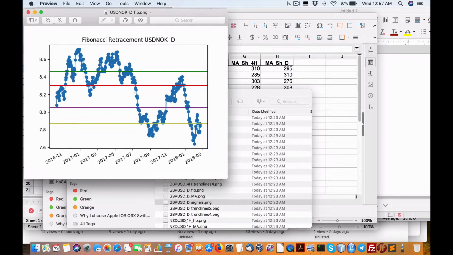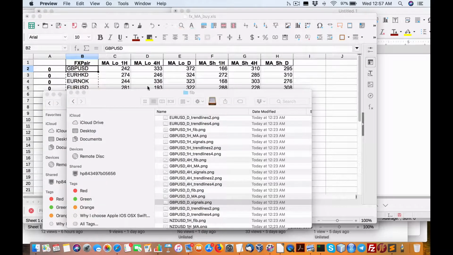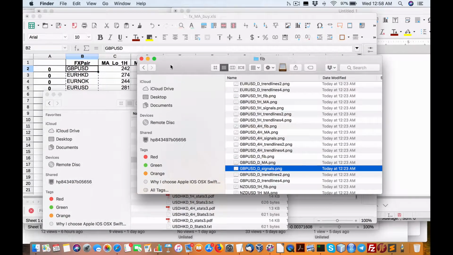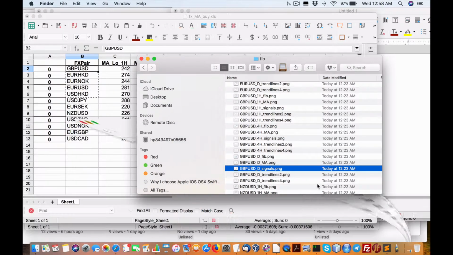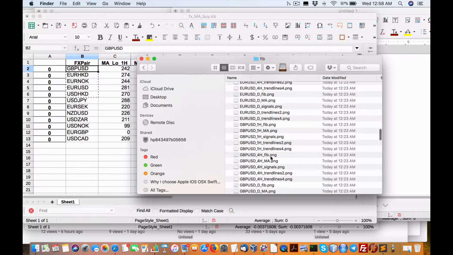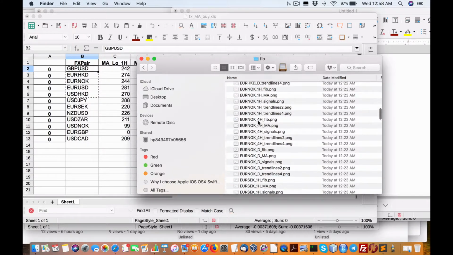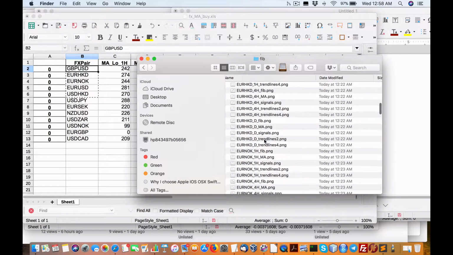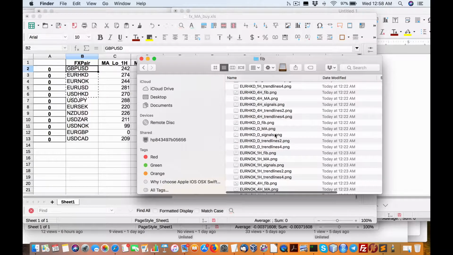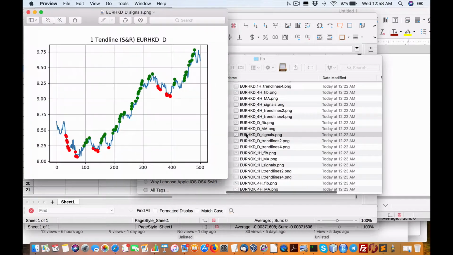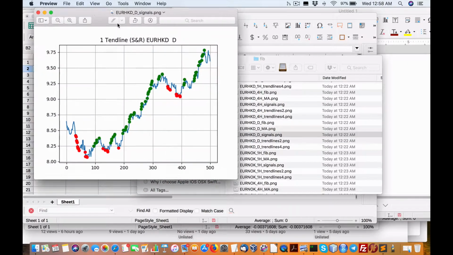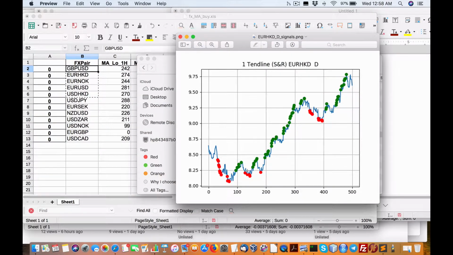Also, continuing in that order, as I said, let's do the Euro Hong Kong. All right. So the Euro Hong Kong signals, same thing again. We have a pretty strong set of green buying opportunities versus selling.